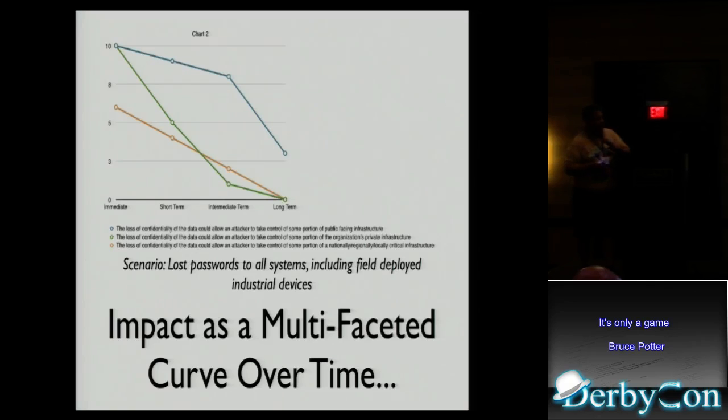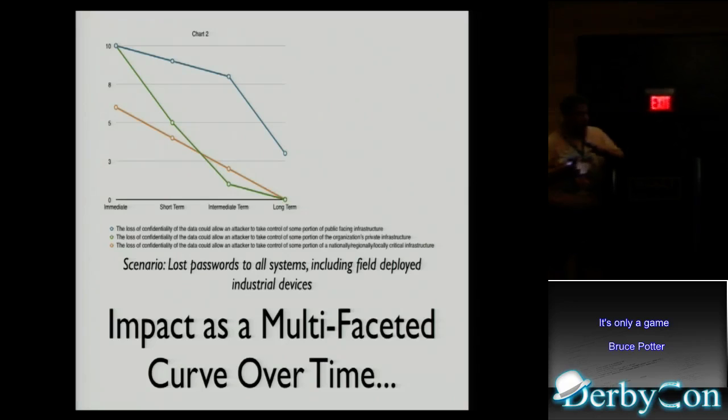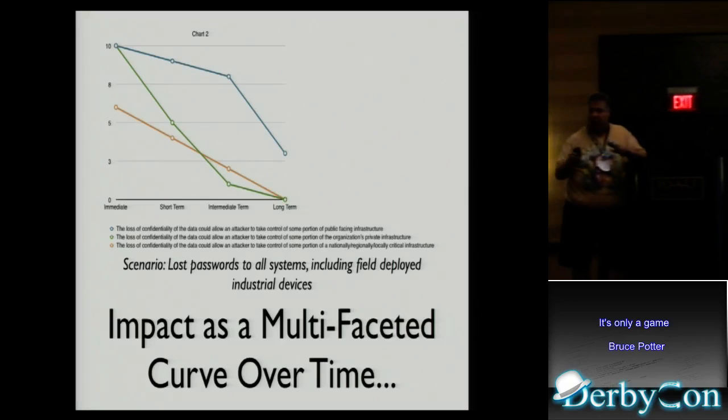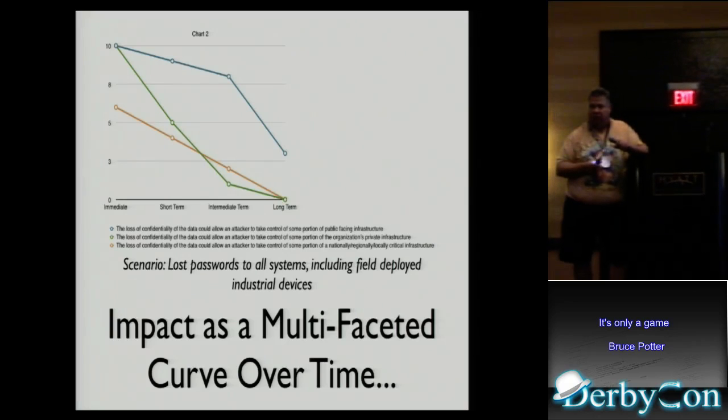The second line says it allows somebody to take control of our private inside infrastructure. And you can see that now has a completely different curved aspect. So it starts really high, but since these are your internal systems, you have more control, you can pretty quickly change it, and you can drive that number probably down to 0. The loss of the regionally, nationally deployed critical infrastructure piece has a more linear curve because it takes a lot longer essentially to change those devices in the field and push them out.